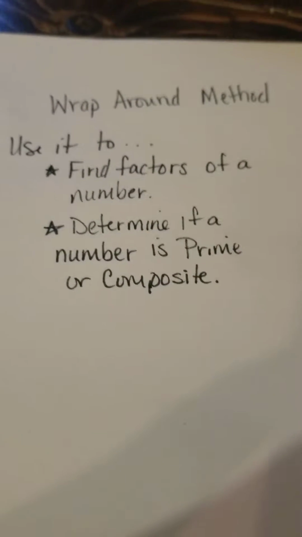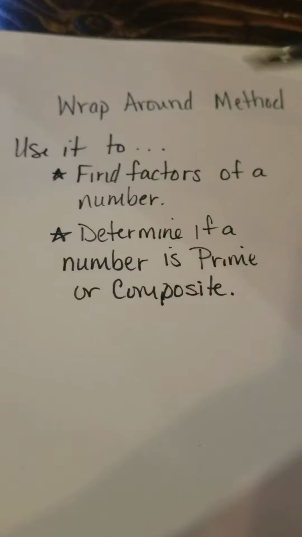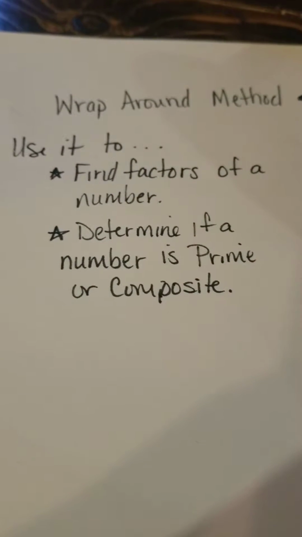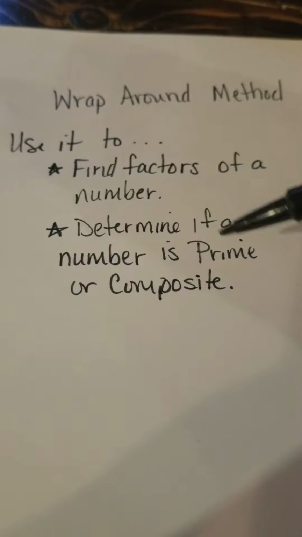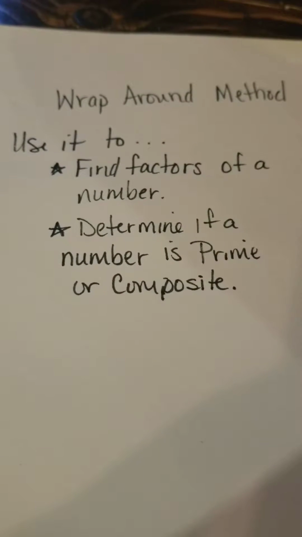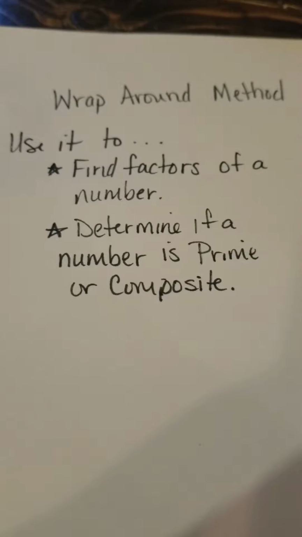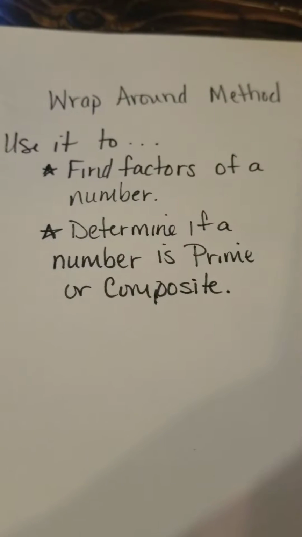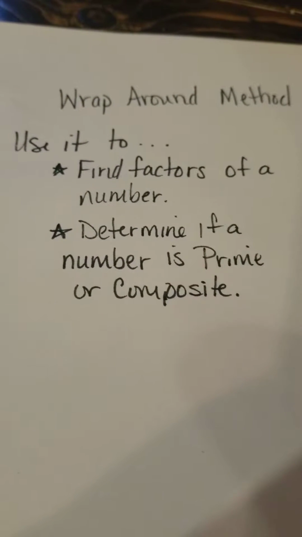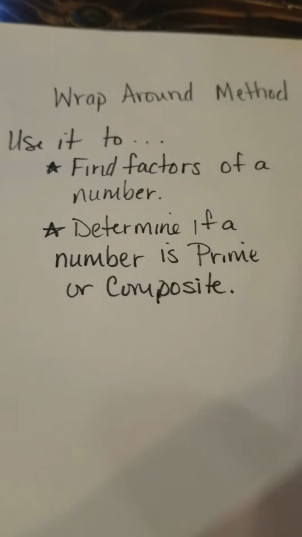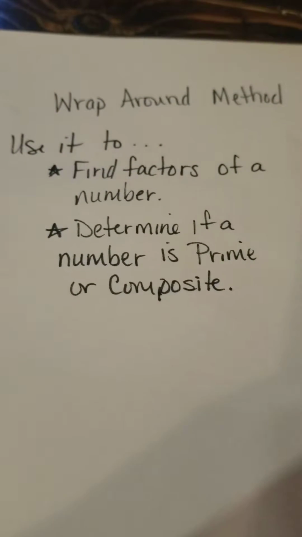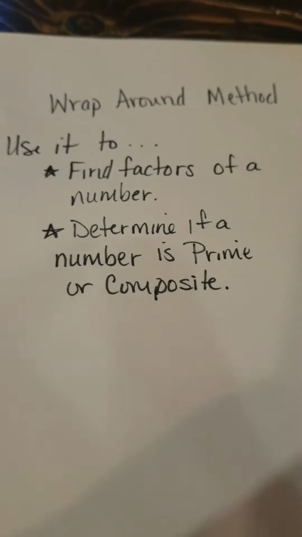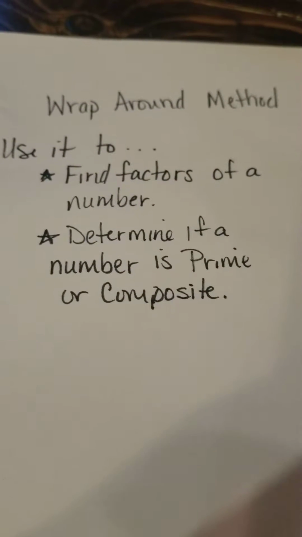Alright guys, this tutorial video is going to be about the wraparound method. What this method is used for is to find factors of a number or to determine if a number is prime or composite. A way that we remember this in my class is: to find factor pairs, use wraparound. That's the song, the jingle that we use to try to remember that.